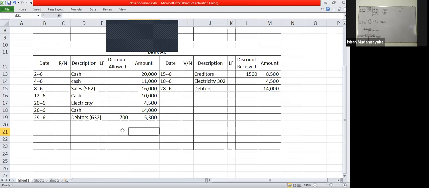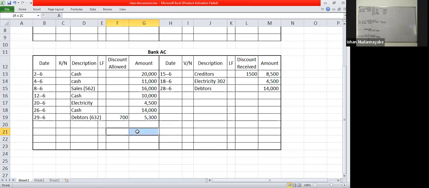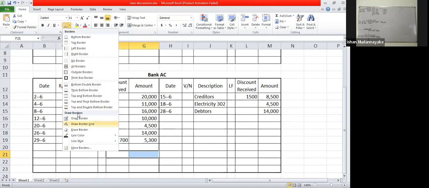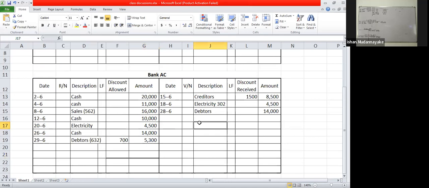Right, then quickly we'll balance off these ledger accounts. Draw two double lines here. Please draw two double lines here.